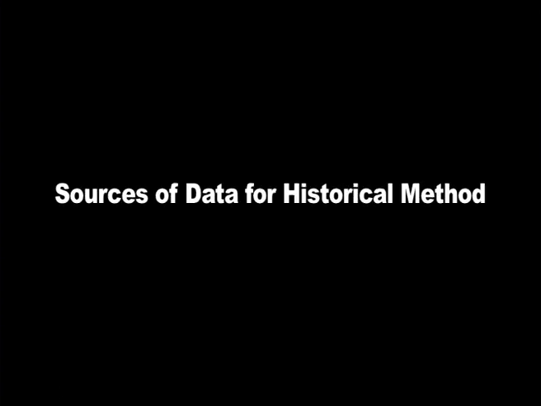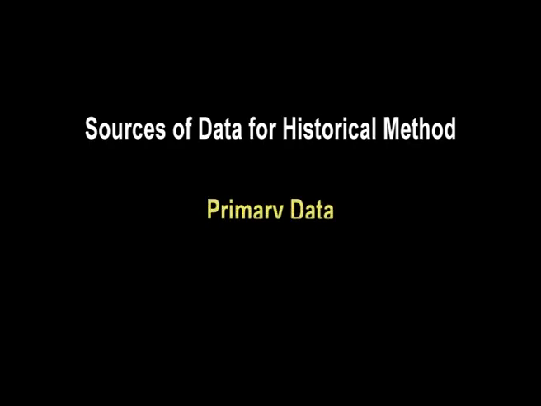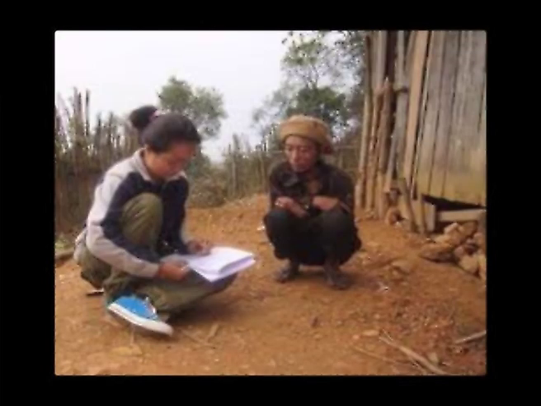Sources of data for historical method. Obtaining the best data available to solve a problem is an initial and important task of a historical researcher. The sources of data for historical research consist of primary data and secondary data. Primary data, oral testimony by elders. These are spoken accounts of witnesses or participants in an event.